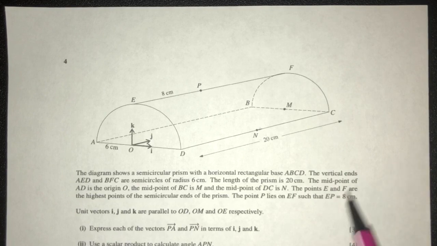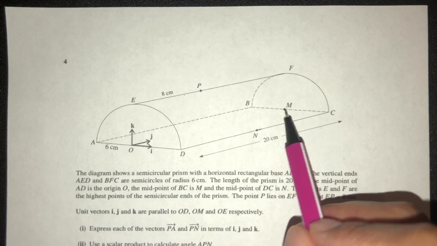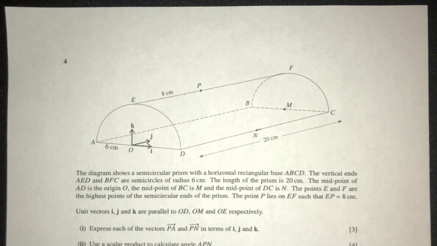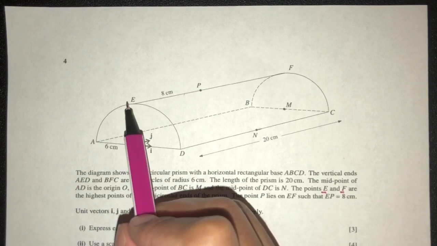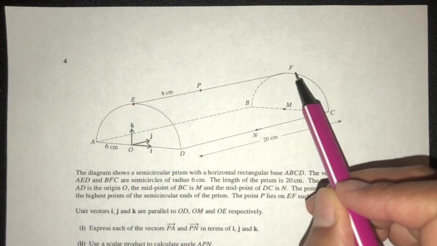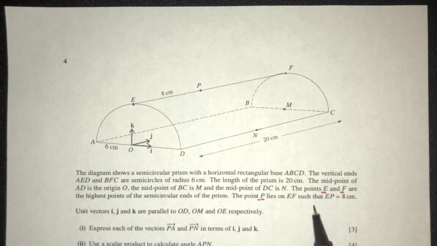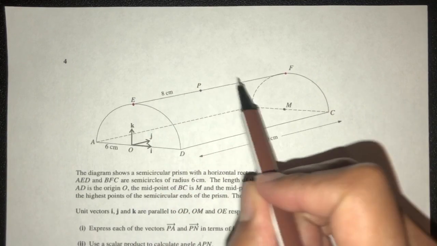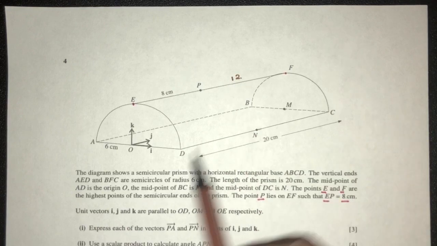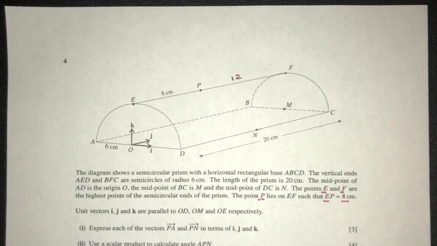These are the radius values. Okay, so what's next? The midpoint of AD is O and M right here. Okay, good to know. And the points E and F are the highest points on the semicircle. Okay, the point P lies on EF such that EP is 8. Now we can conclude something here. If this is 8, it means this will have to be 12, right? Because the whole thing is 20. 20 minus 8 is 12, obviously. Let's move on to the questions.